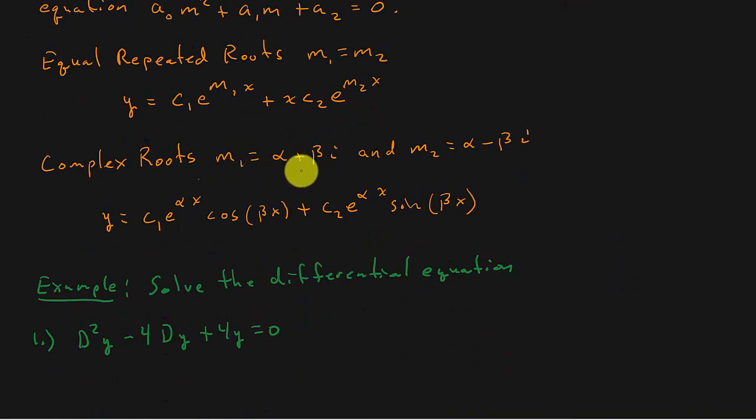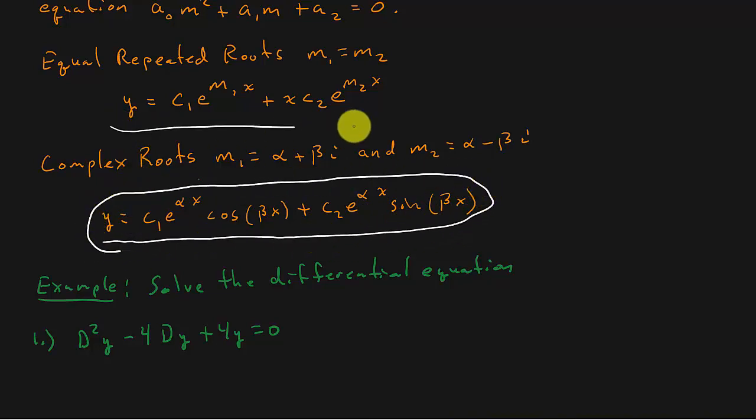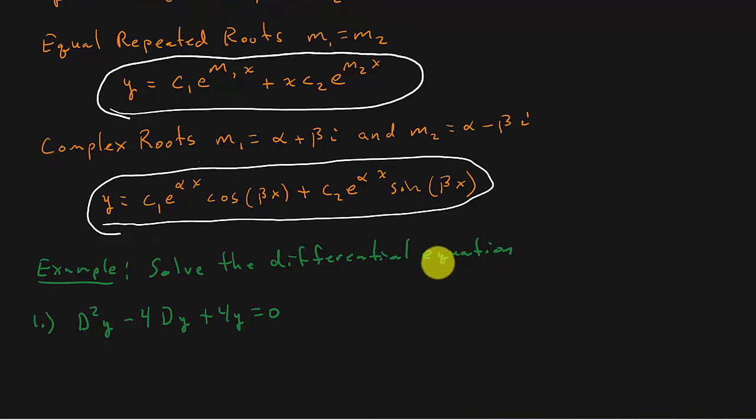And then if we have complex roots, m1 is alpha plus beta i and m2 equals alpha minus beta i, then our solution is y equals c1 e to the alpha x cosine beta x plus c2 e to the alpha x times sine beta x. So you've got to know this one, and this one, and that's it. And then you got to know how to solve an equation, and you should know how to do that by now. So let's go ahead and get started.